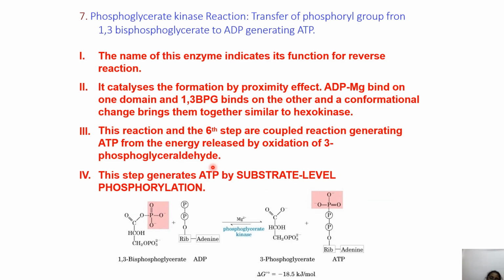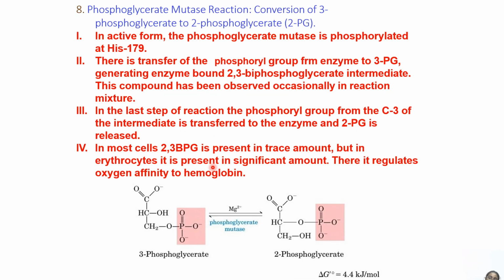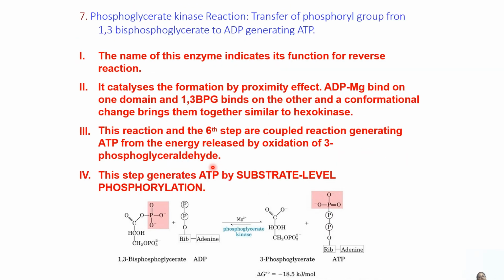Then there is the seventh step, the phosphoglycerate kinase reaction: the transfer of the phosphoryl group from 1,3-bisphosphoglycerate to ADP, generating ATP. The name of the enzyme indicates its function for the reverse reaction. It catalyzes the reaction by proximity effect. ADP needs magnesium at this step. Magnesium-ADP binds to one domain and 1,3-BPG binds to the other, and a conformational change brings them together, similar to hexokinase. This reaction and the sixth step are coupled reactions generating ATP from the energy released by the oxidation of glyceraldehyde 3-phosphate. This step is substrate-level phosphorylation because it generates ATP.